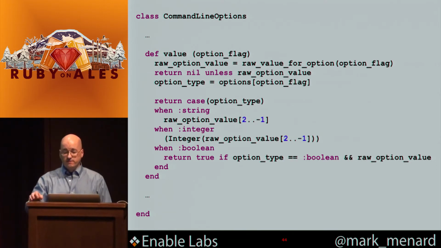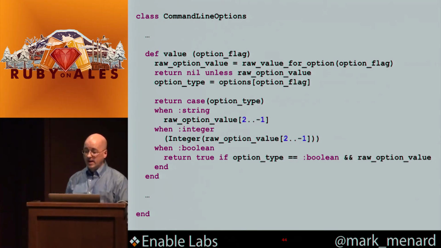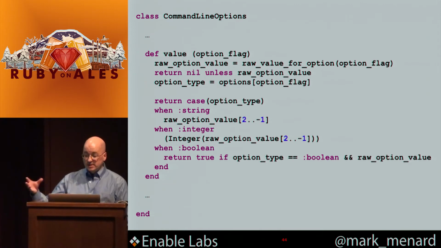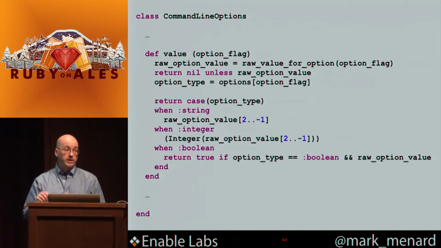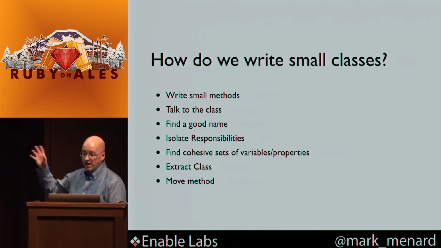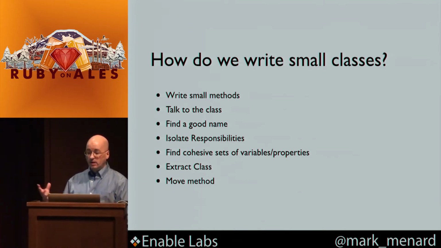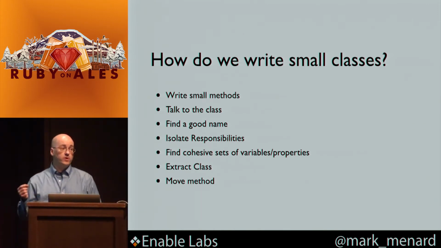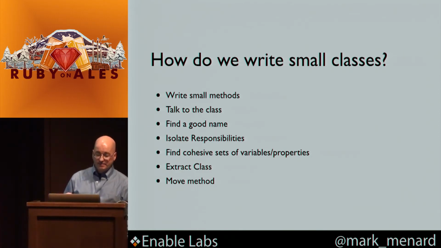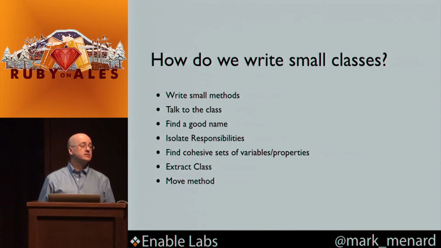So since classes are the fundamental organizational unit of classical object-oriented languages, it's time to look at what constitutes a good class, because we're missing some classes. These principles are going to lead us to be able to write small classes. Classes should be small, and to make them small, we assure that our class has one responsibility. And the way I do that is talk to the class.